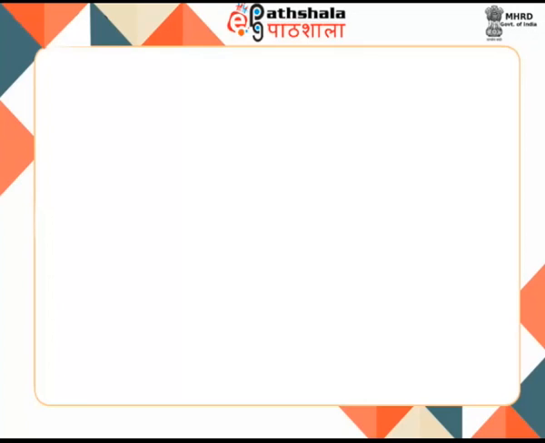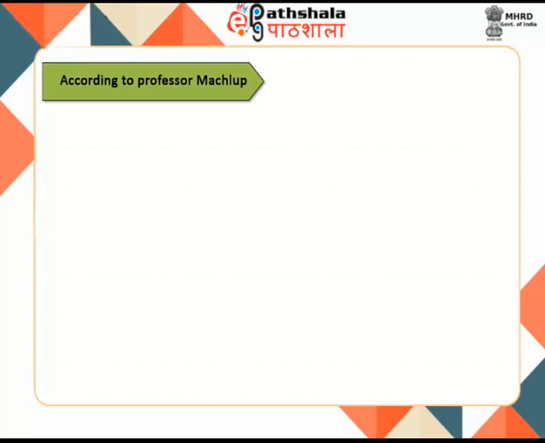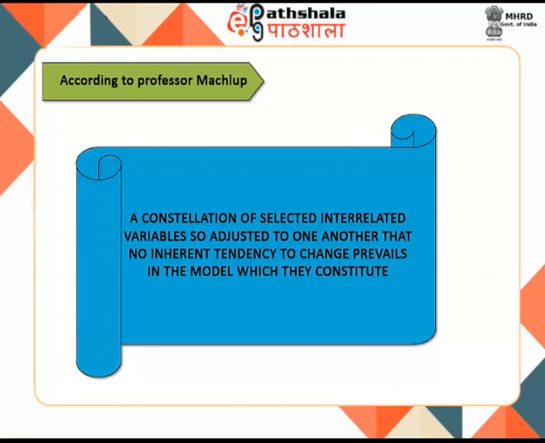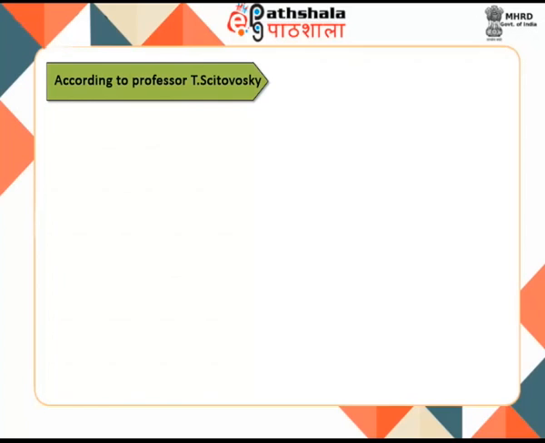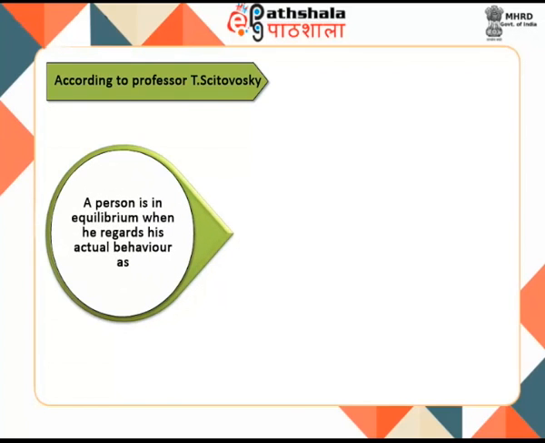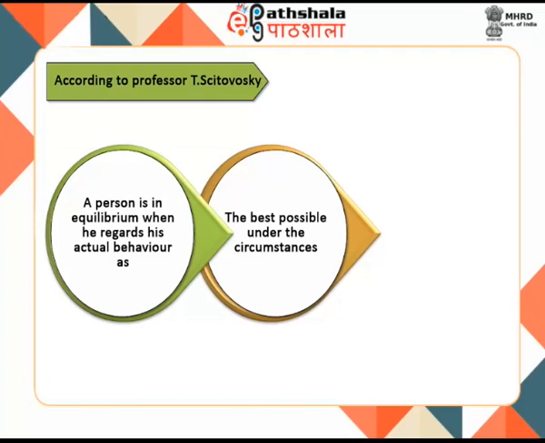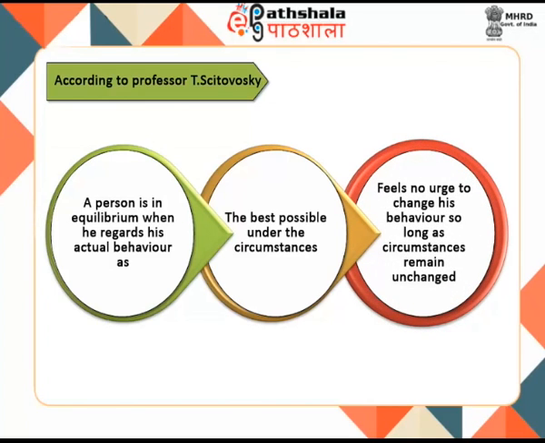Let us try to understand the meaning of equilibrium. Like any economic term, equilibrium can be defined in various ways. According to Professor Machlup, an equilibrium is a constellation of selected interrelated variables so adjusted to one another that no inherent tendency to change prevails in the model which they constitute. The concept of equilibrium has been clarified by Professor T. Scitovsky by stating that a person is in equilibrium when he regards his actual behavior as the best possible under the circumstances and feels no urge to change his behavior so long as circumstances remain unchanged.